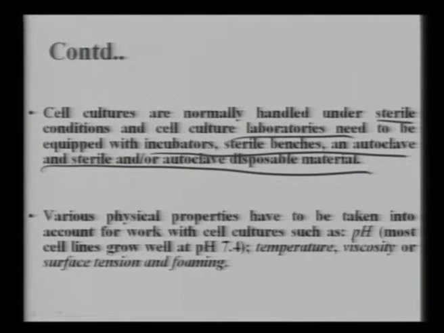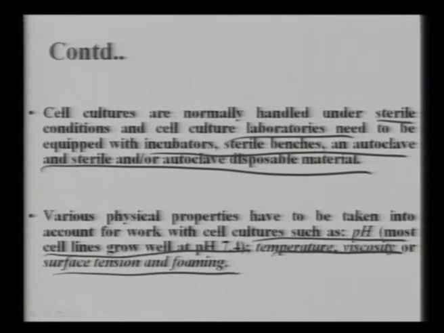The other point is that various physical properties have to be taken into account to work with the cell, such as pH. Most cell lines grow well at pH 7.4. Others are temperature, viscosity, surface tension and foaming.